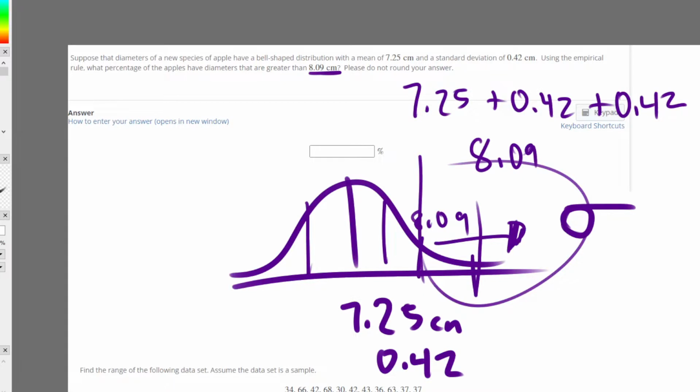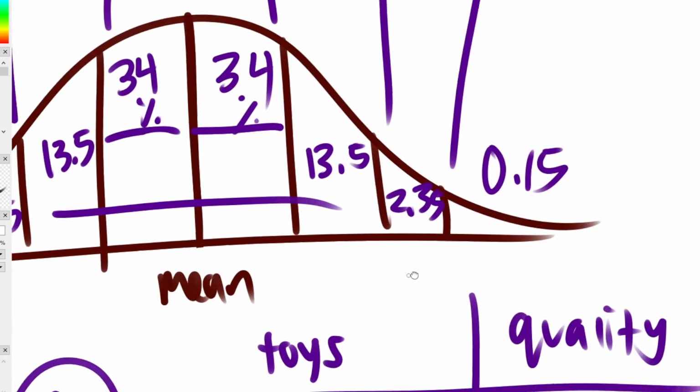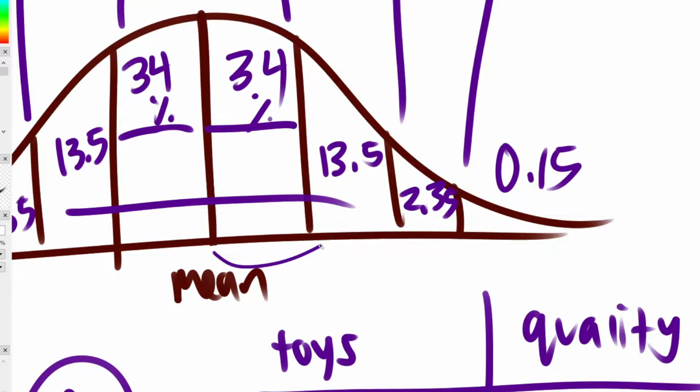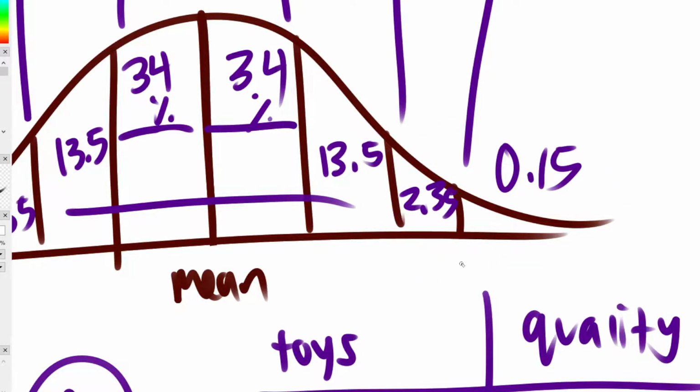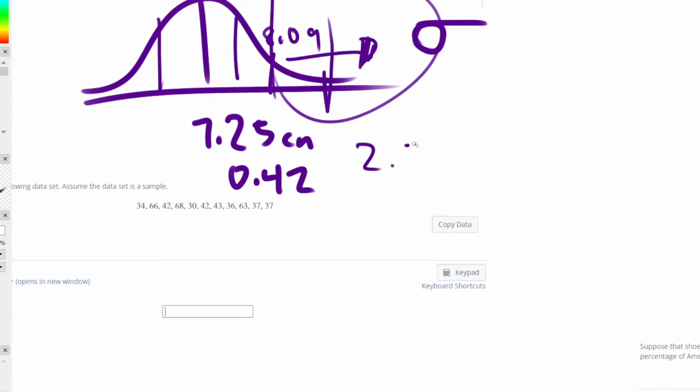Now, if you recall with our graph, we already did this work. So here's 1 standard deviation, here's 2. We're within 2. So we're just going to add these 2 together. So 2.35 plus 0.15. And that should give you 3.50.